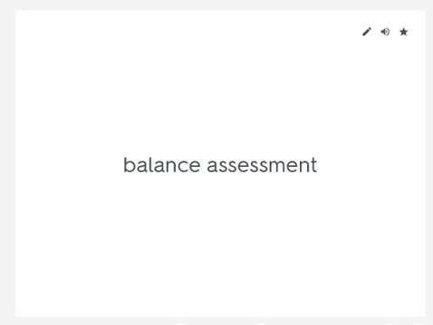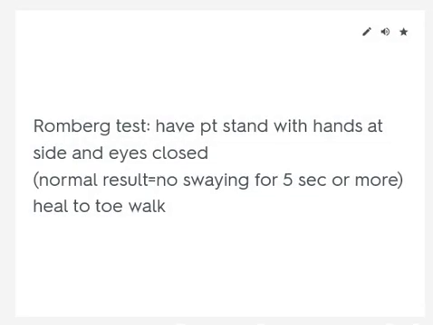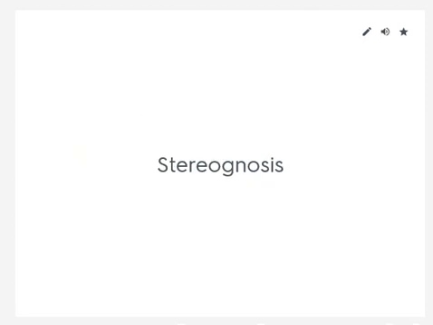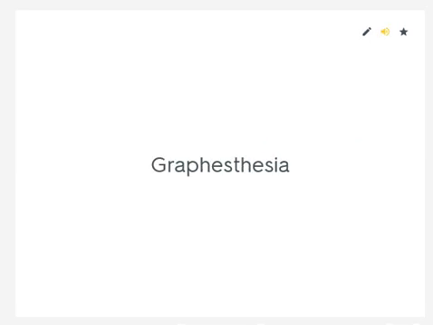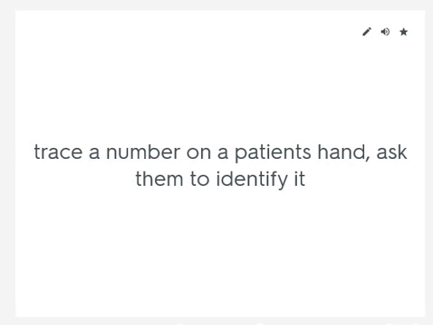Balance assessment. Romberg test. Have PT stand with hands at side and eyes closed, heel to toe walk. Stereognosis: put a familiar object in PT's hand and ask them to identify it. Graphesthesia: trace a number on a patient's hand, ask them to identify it.